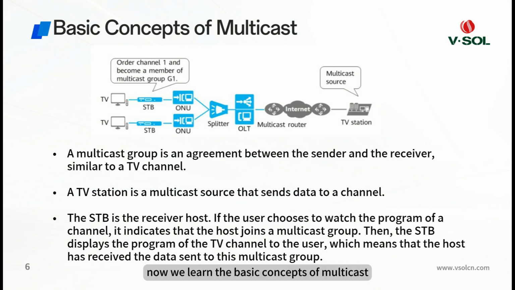Now we learn the basic concepts of multicast. A multicast group is an agreement between the sender and the receiver, similar to a TV channel. A TV station is a multicast source that sends data to a channel. The STB is the receiver host. If the user chooses to watch the program of a channel, it indicates that the host joins a multicast group. Then, the STB displays the program of the TV channel to the user, which means that the host has received the data sent to this multicast group.